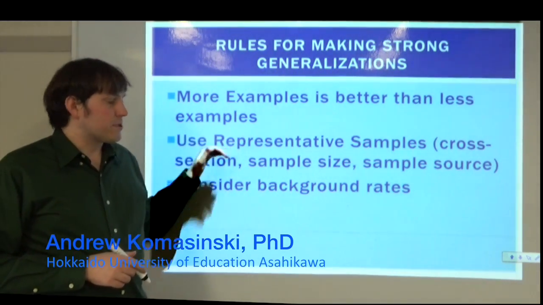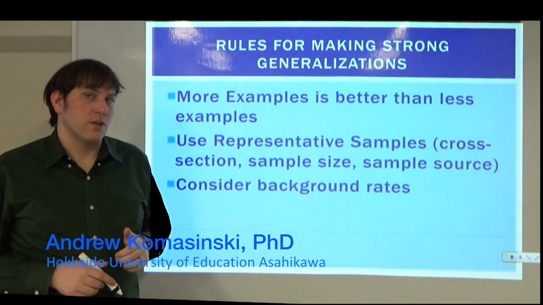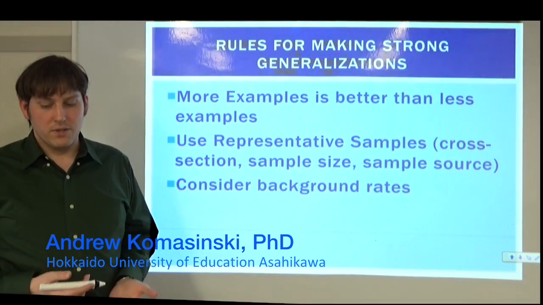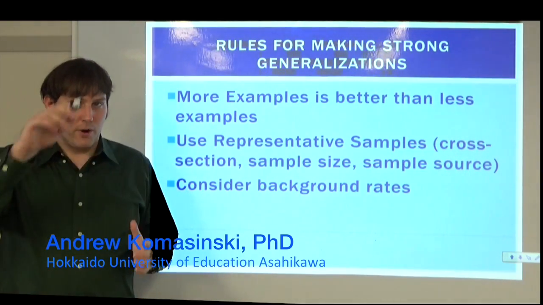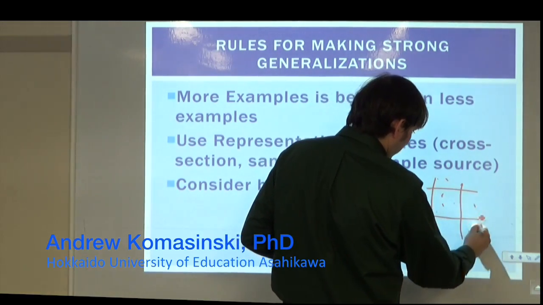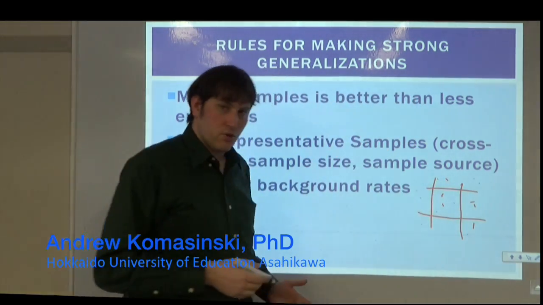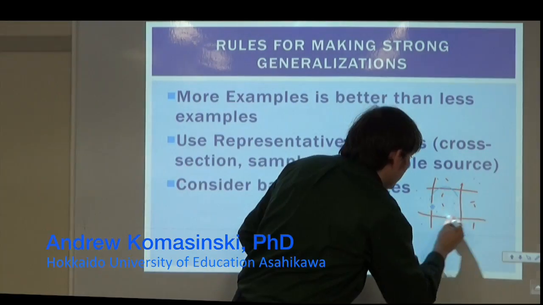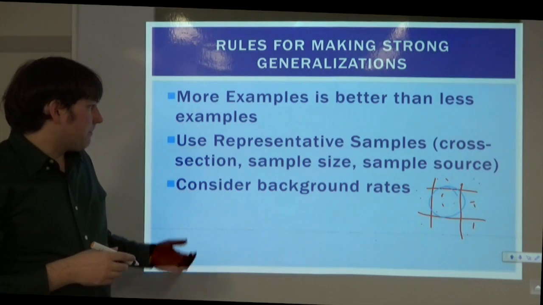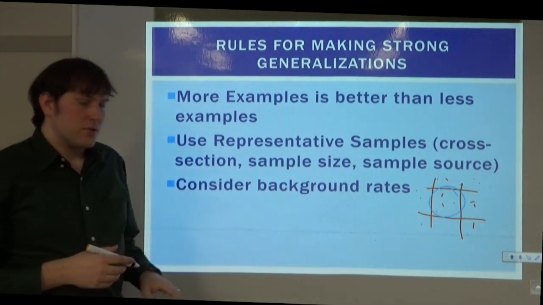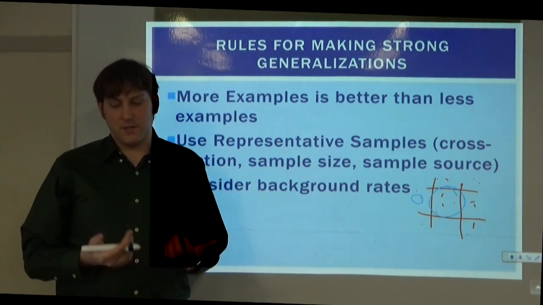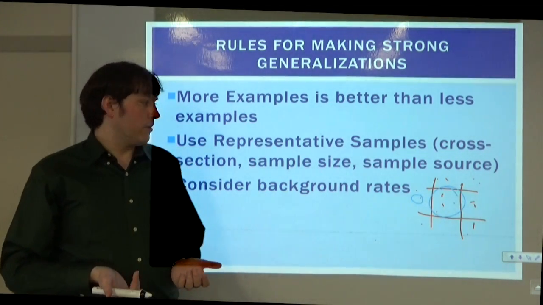Similarly, use representative samples. So here we have the idea of cross-section. This means if you're looking at a set of data, this is the part that you use to clip out what you're not going to use. So we have data here. The cross-section is the part of the data that we decide to use. So if we're using this part, that's our cross-section. Again, sample size. If we use just this part, we have a very small sample size, and this is going to make our argument quite poor.